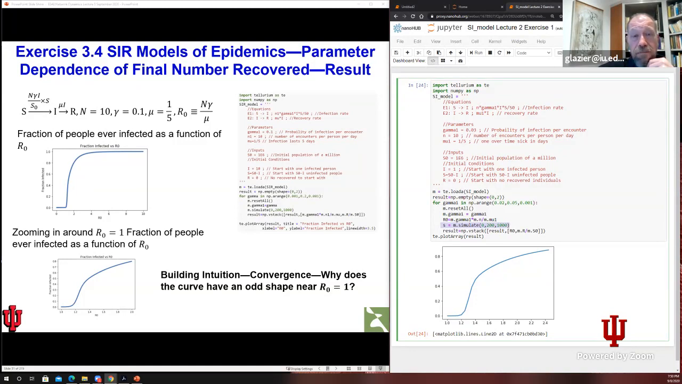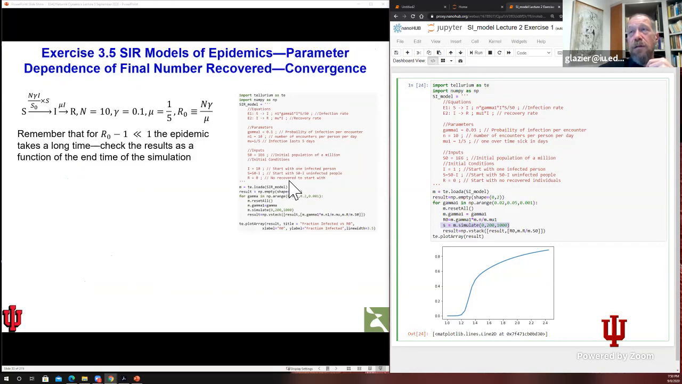Took a very long time. So what's happening here is that for R naught just above 1, the epidemic takes a very long time to run through.